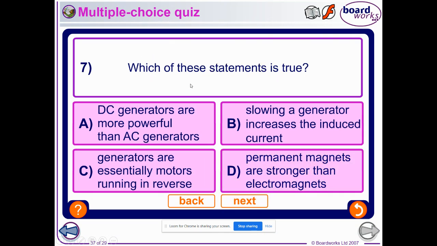Next, which of these statements is true? DC generators are more powerful. No, they are exactly the same, just work in opposite. Slowing a generator will increase the induced current. No, if it rotates faster, then it will increase the induced current. Generators are essentially motors running in reverse. Yes, this is true.